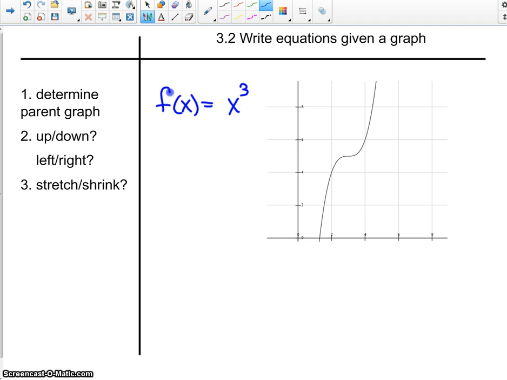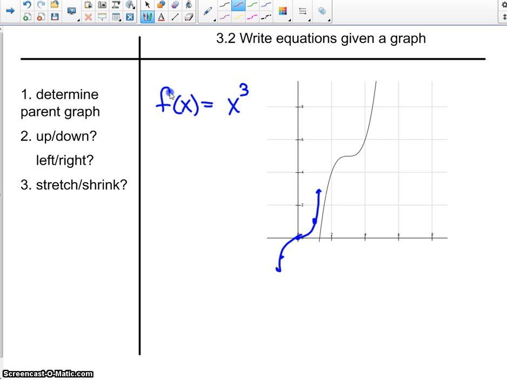Number one, again, determine your parent graph. Secondly, I'm going to deal with the up, down, left, right piece. Now, if I think about my parent graph for x cubed, we started at a point 0, 0. We had that point at -1, -1. We had that point at 1, 1. And we looked like those pair of parabolas again. Half parabolas, I should say.